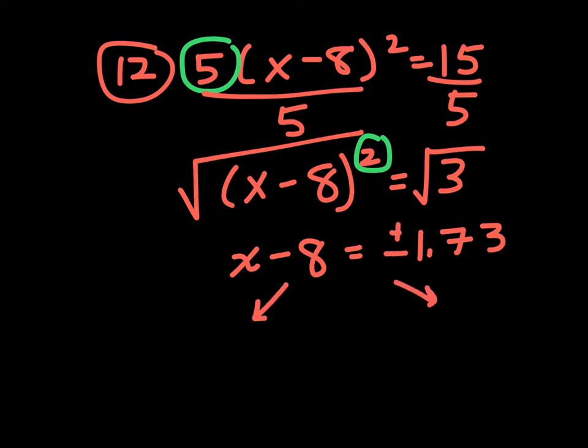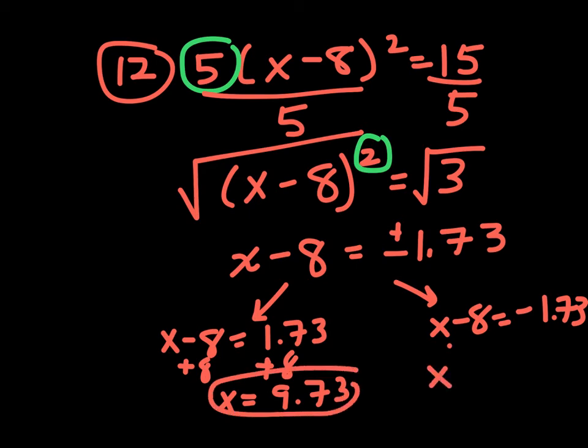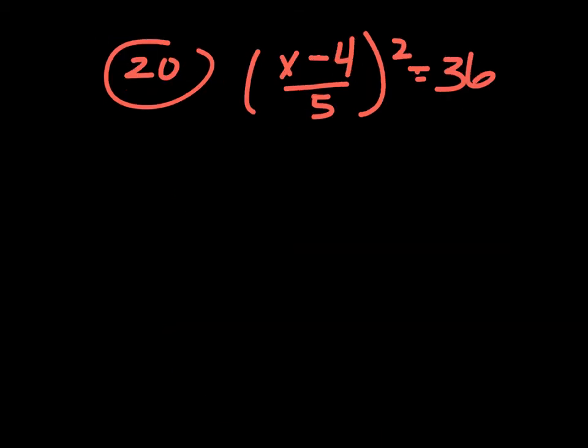So I'm going to make my two equations, because either x minus 8 is positive 1.73 or x minus 8 is negative 1.73. So if I add 8 to this first equation, I get that my first answer is that x is 9.73. Or if I add 8 to both sides here, I get that x is 6.27. So those are my two answers for x.